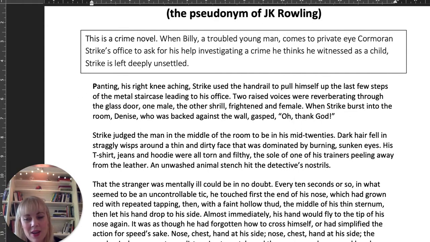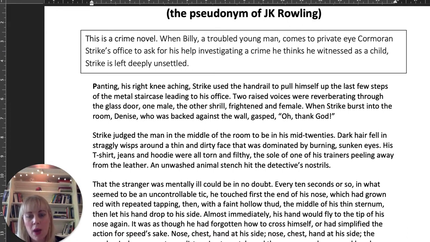So we know that we could be finishing off that sentence by saying that he's arriving at his office, where two raised voices were reverberating through the glass door, one male, the other shrill, frightened, and female.